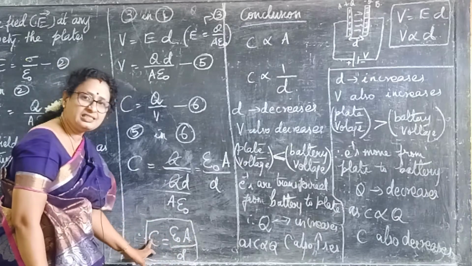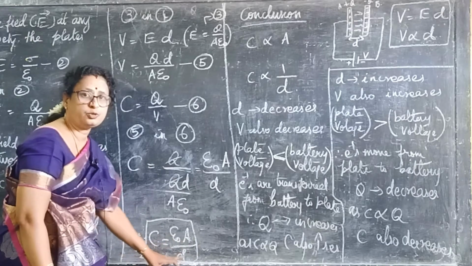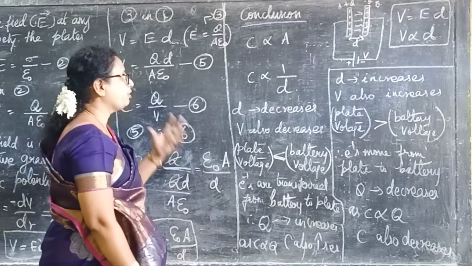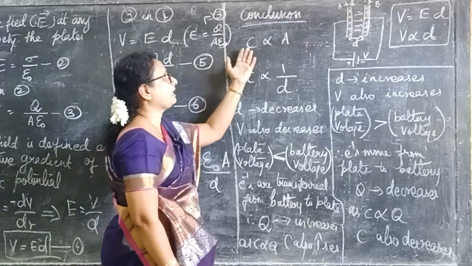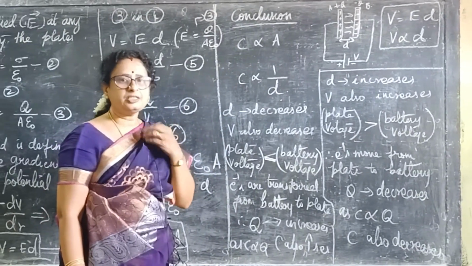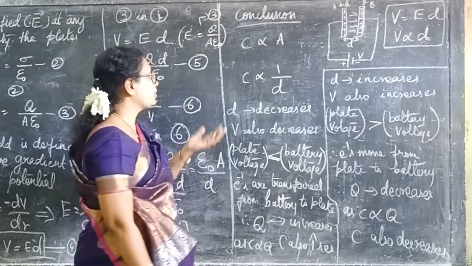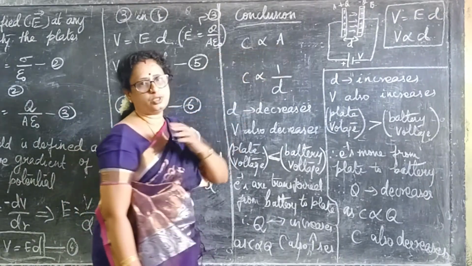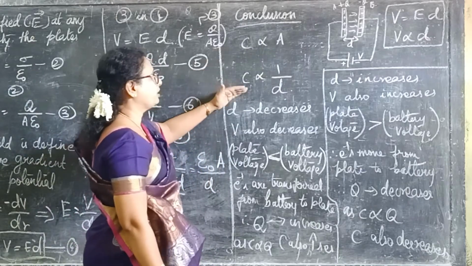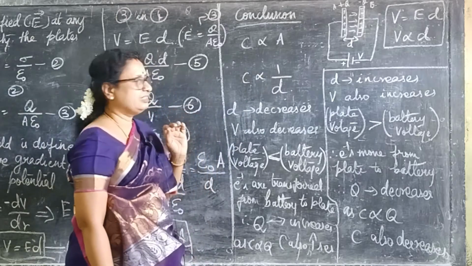But capacitance is directly proportional to the area of the plate and it is inversely proportional to the distance between the plates. What do we understand from this? We say capacitance is directly proportional to the area. It means that as you increase the area of the plate, more number of charges can be stored in it. So, capacitance is directly proportional to the area of the plate. Now, coming to the next one, capacitance is inversely proportional to the distance. This we have to discuss.